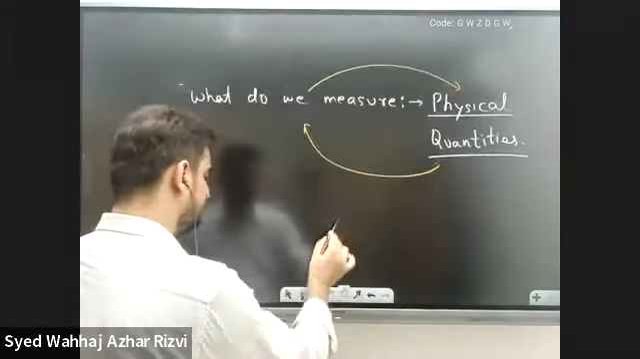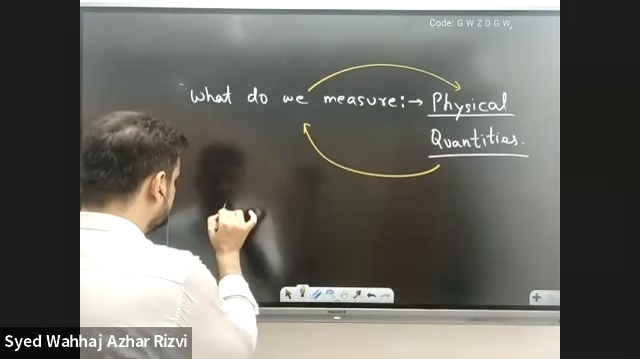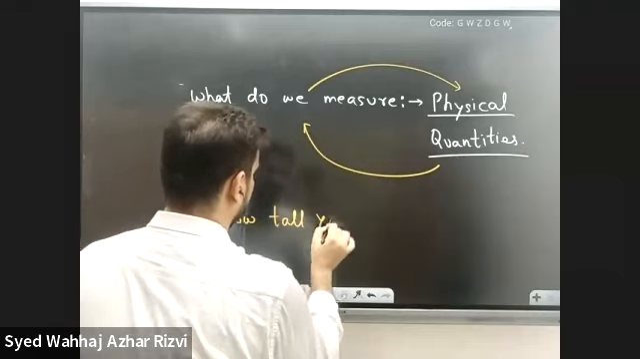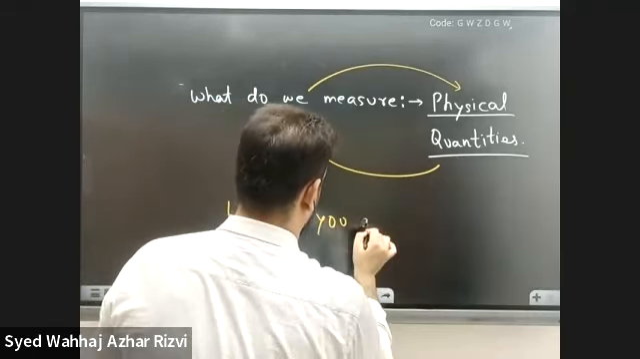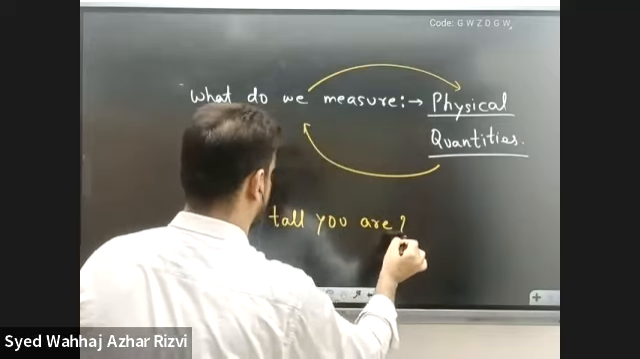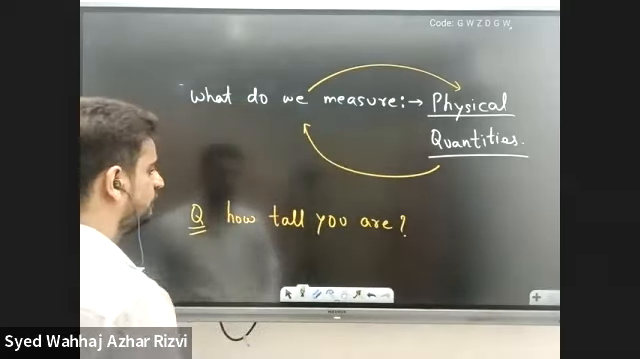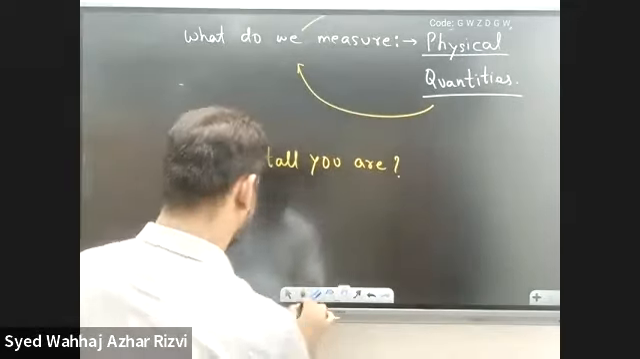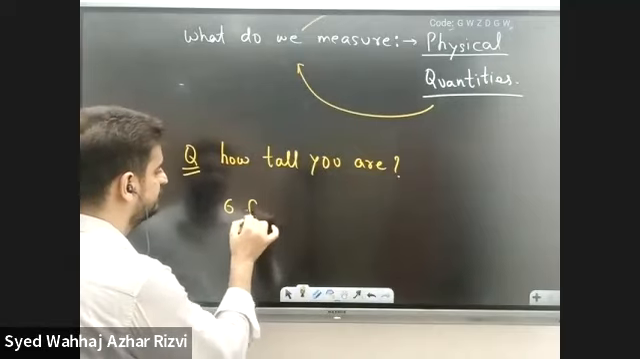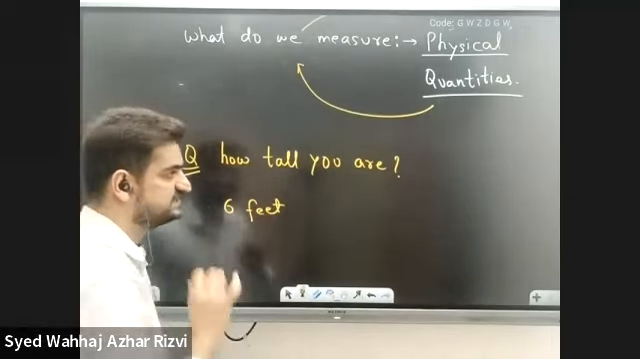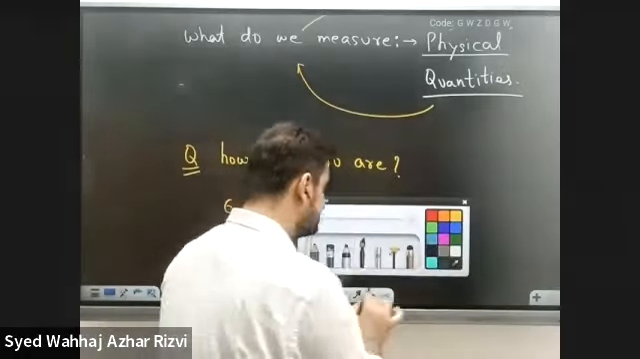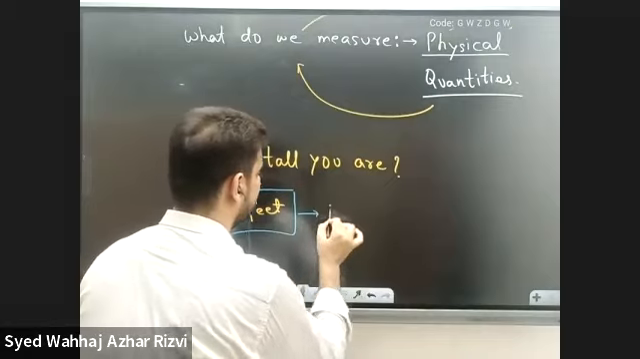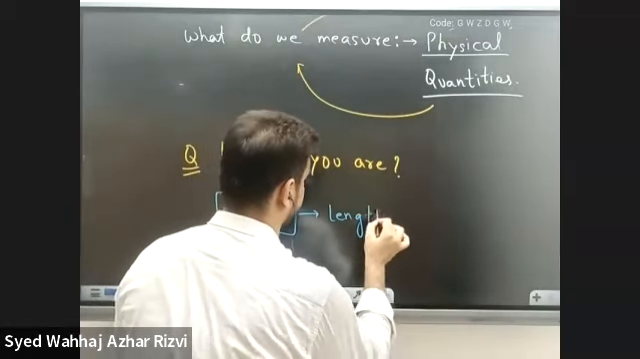Let's take an example of it. If somebody is asking you the question, how tall you are? What is going to be your answer? The answer to this question is, let's say, 6 feet. Let me tell you that the thing that we have measured here is called length.